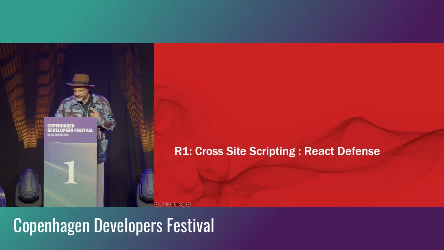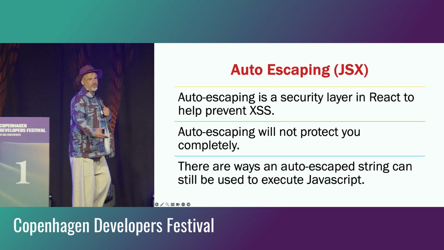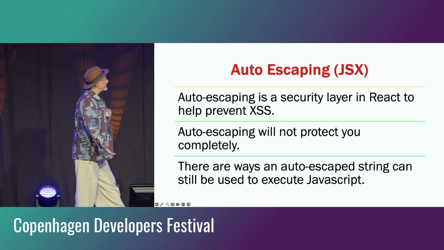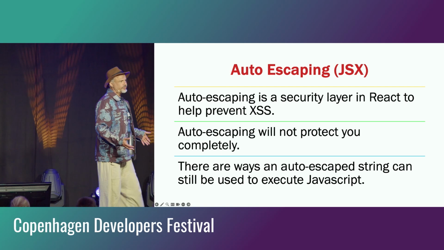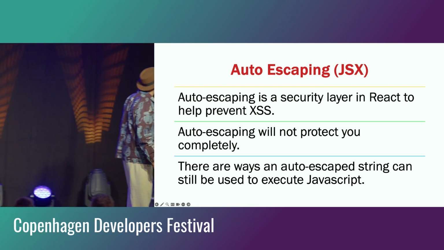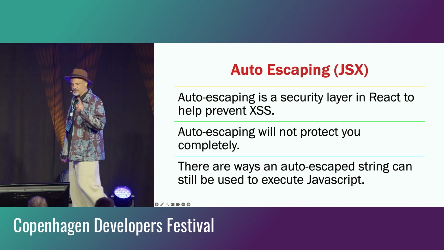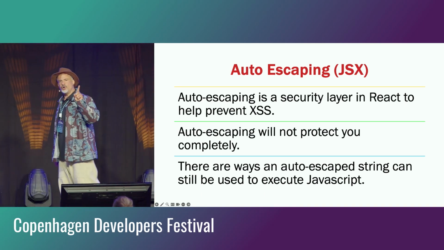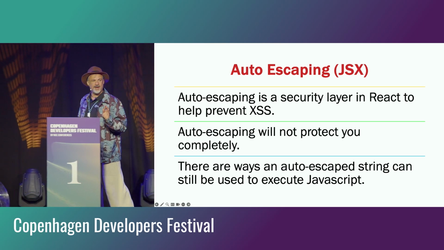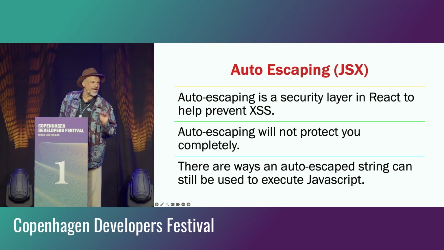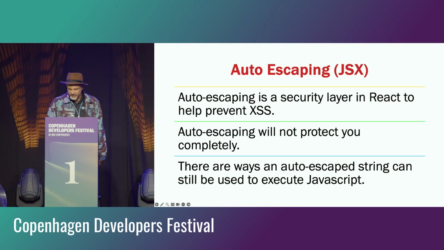So let's talk defense. React uses JSX, so does Vue and a few others, right? And it does auto-escaping. This is excellent. Any modern framework for user interface on the web should auto-escape, and React does this. But auto-escaping will not protect you completely. I'm going to show you one way that even when you're auto-escaping a parameter, I can still inject JavaScript through the auto-escaping of React. There's a relatively big hole.